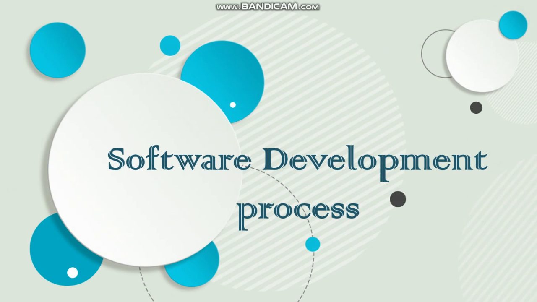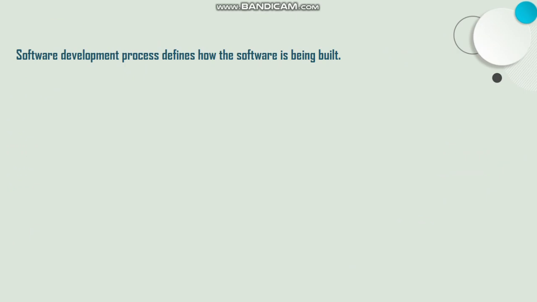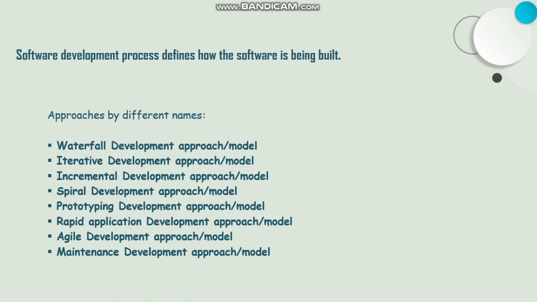So, the software development process. The software development process defines how the software is being built. These are the approaches: the waterfall development approach, the iterative development approach, the incremental development approach, the spiral development approach, the prototyping development approach, the rapid application development approach, the agile development approach, and the maintenance development approach. These are the approaches that we are going to follow in a process.